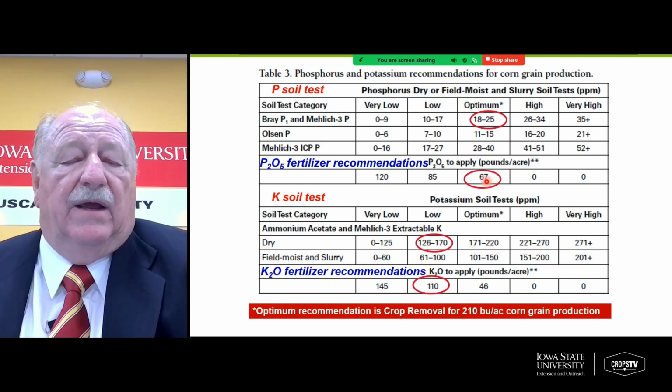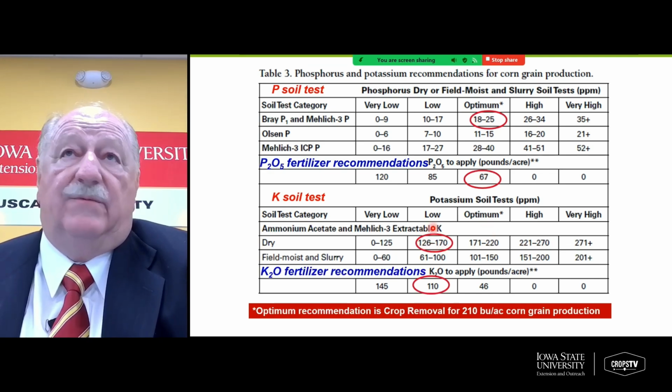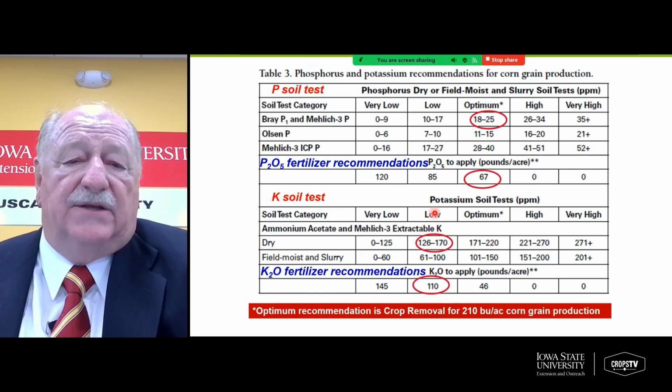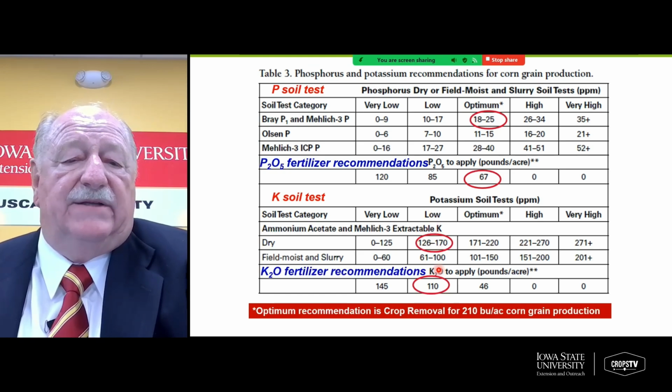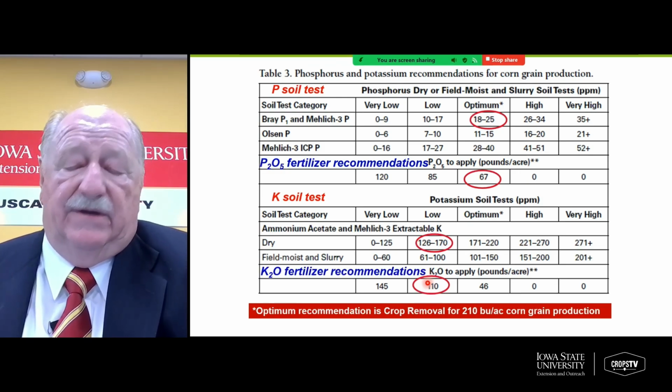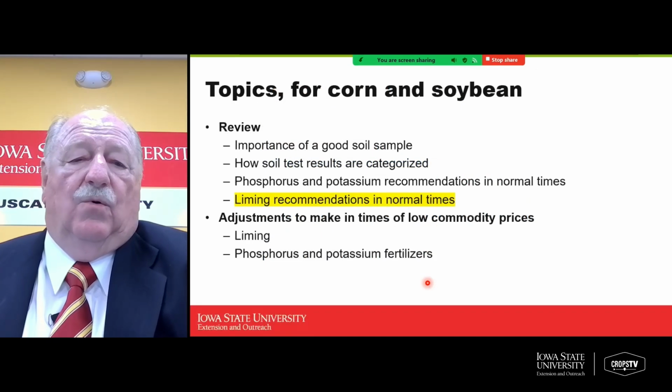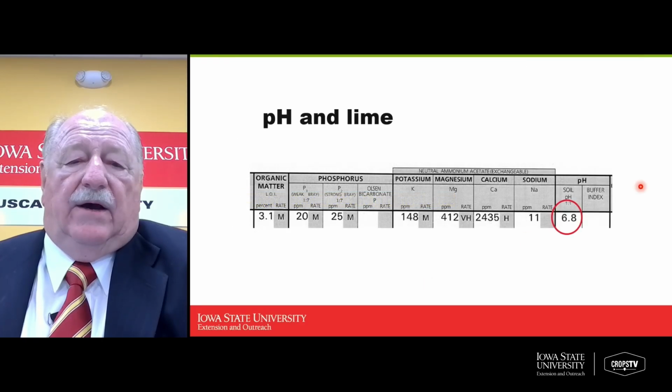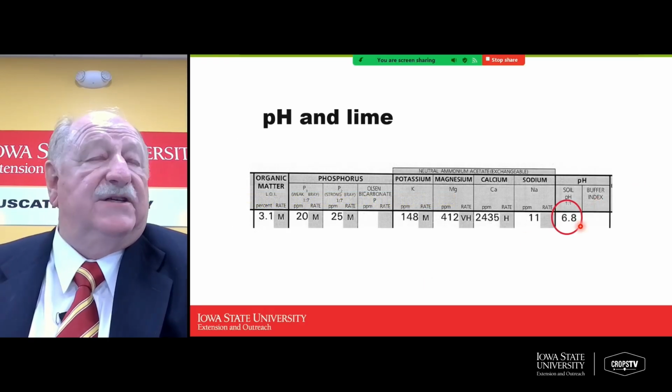The potassium we said was 148, which we said was in the low category. And so if I go down to the bottom here, it tells me I should put on 110 pounds of K2O. What about lime? On the soil test, this says our lime is at 6.8.